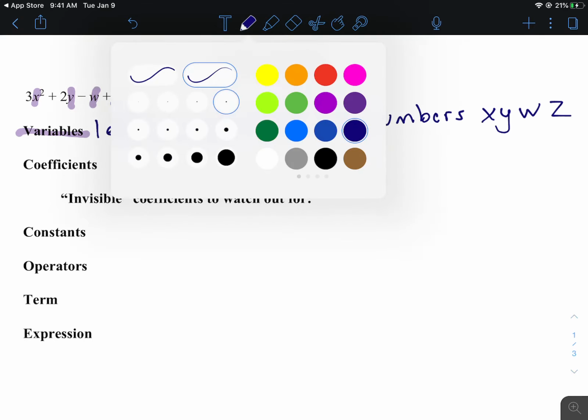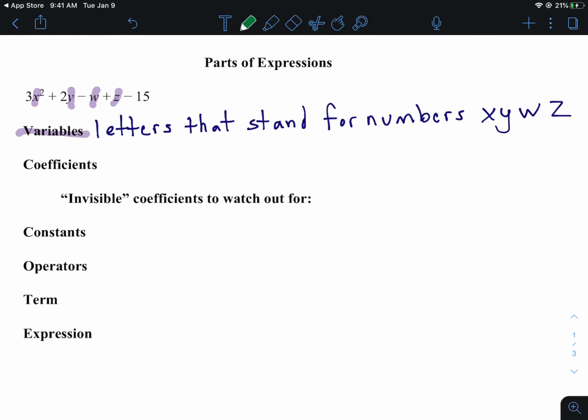Coefficients are the numbers that come in front of a variable. So let's look for those coefficients. Here, in front of the x squared, we have a 3. There's a 2 in front of the y.